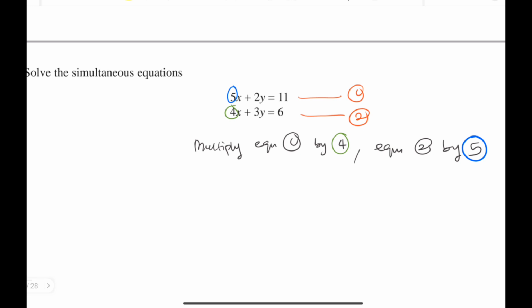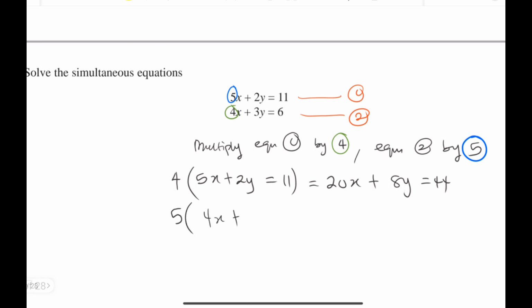So now what will be our new equation? Equation 1 by 4, so 4 times 5, and that will give us 20x plus 8y equals 44. And equation 2 by 5, so that will give us 20x plus 15y equals 30.